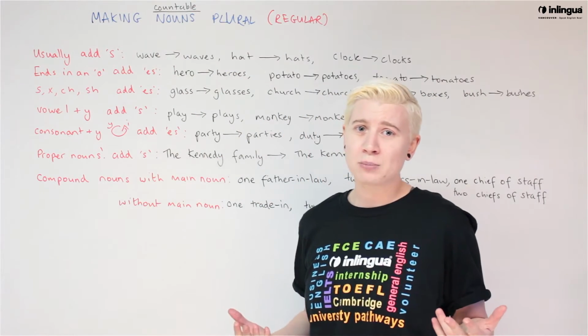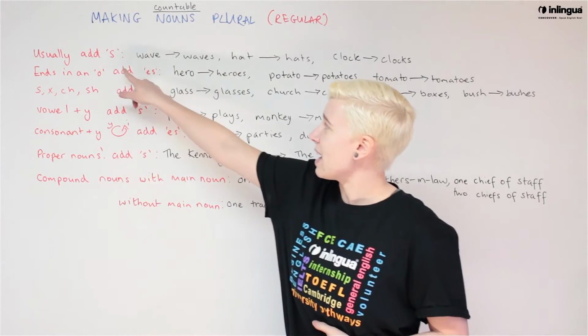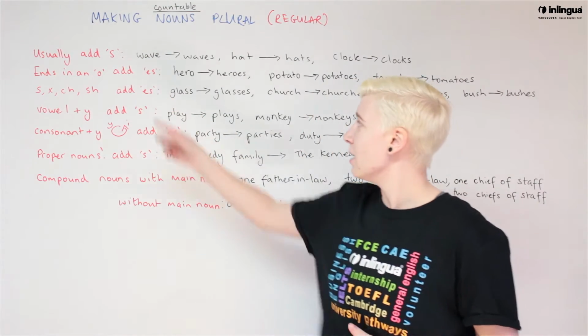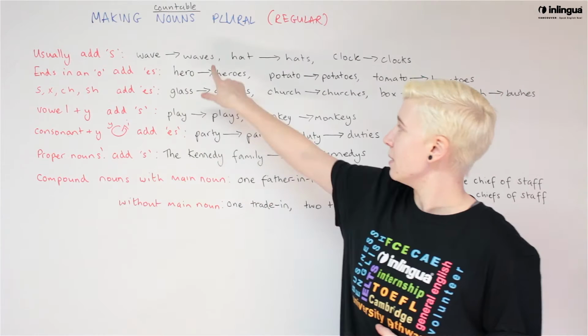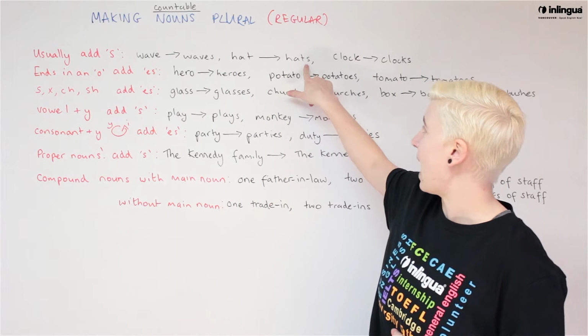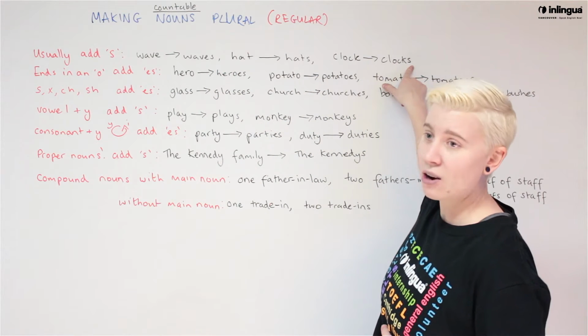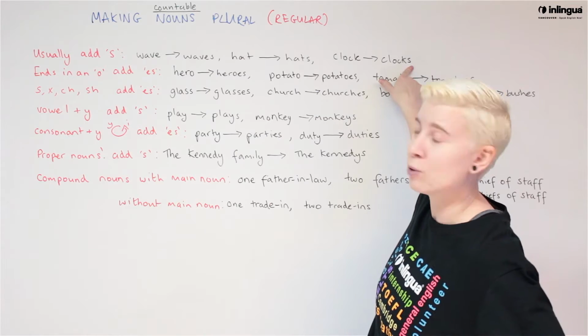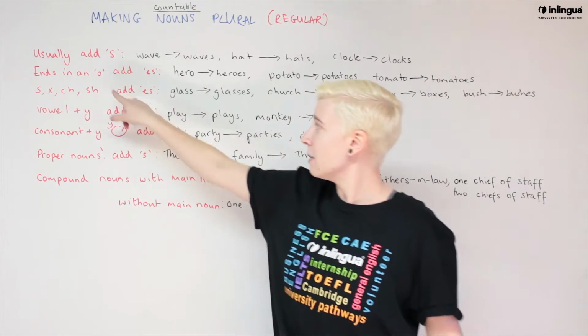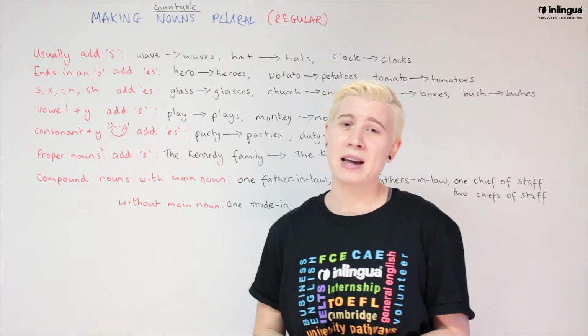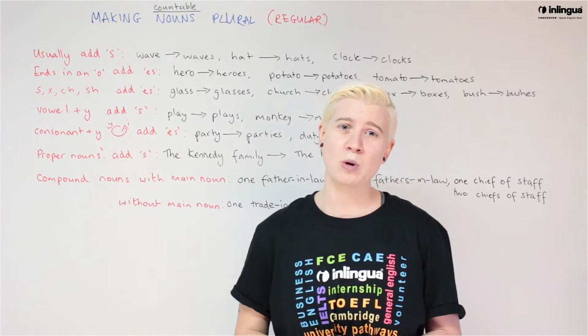Usually, to make a noun plural, all you have to do is just add your S. Okay? Wave becomes waves. Hat becomes hats. Clock becomes clocks. Nice and easy. We like that rule. Very simple. Unfortunately, spelling of the noun can make a difference to what we do.